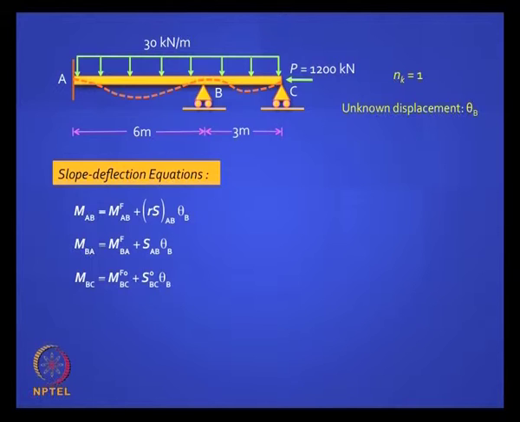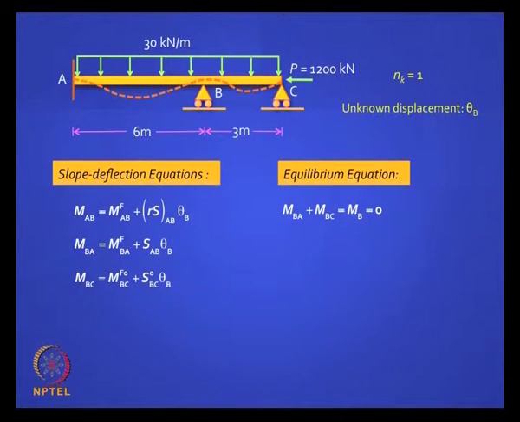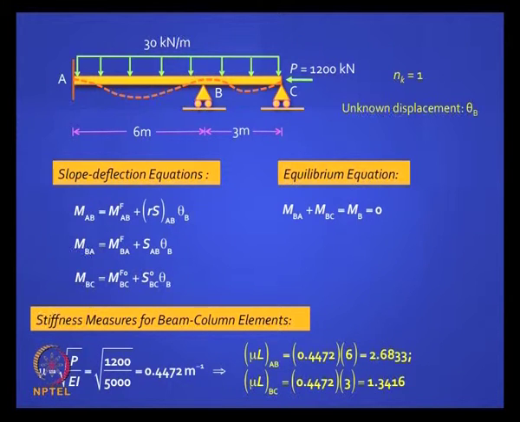What is the equilibrium equation? The same old equilibrium equation. MBA plus MBC is equal to 0. Plug it all in, and the value of mu now is a known value because P is known. P is given as 1200. In this problem I have taken 1200 kilonewton, not 1000. P by EI is known. Plug in that value, and you have got two values, mu L for AB and mu L for BC. So these are known values, you do not have to do the bisection method now, just plug in this value.